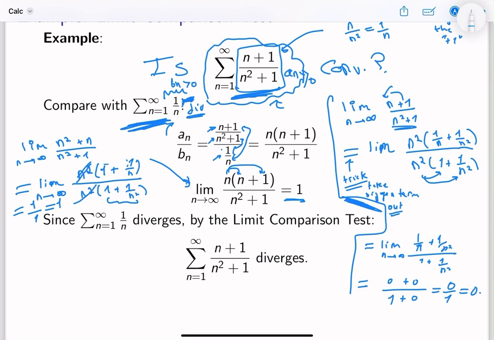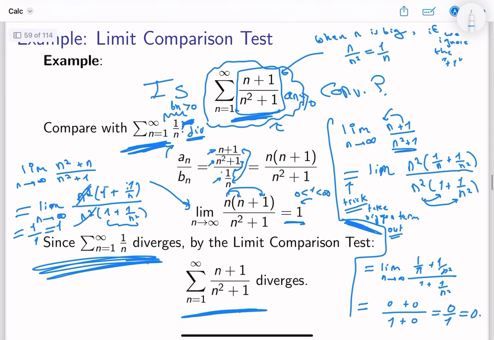And this number is between 0 and infinity; 1 is strictly between 0 and infinity. And thus, since this thing diverges, it's necessarily the case that this thing diverges. Why? Because by the limit comparison test, they both converge or diverge at the same time. So that's it. We just proved that this ugly series is divergent.